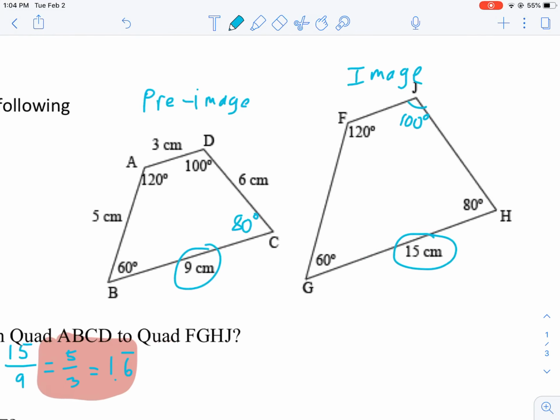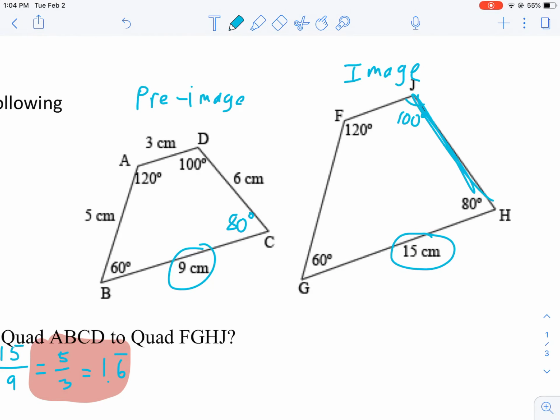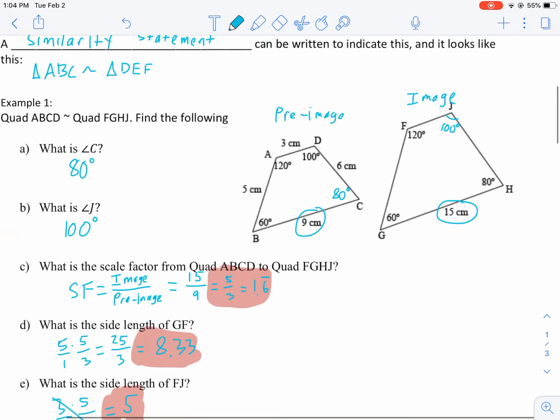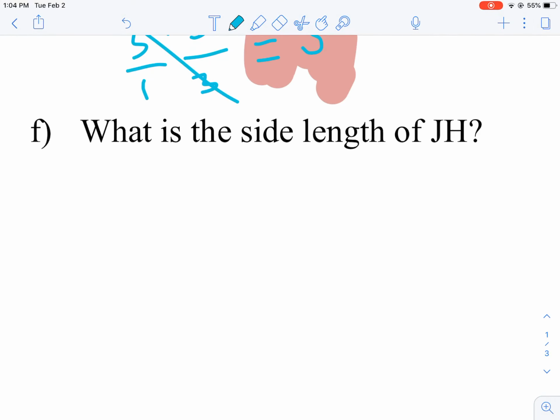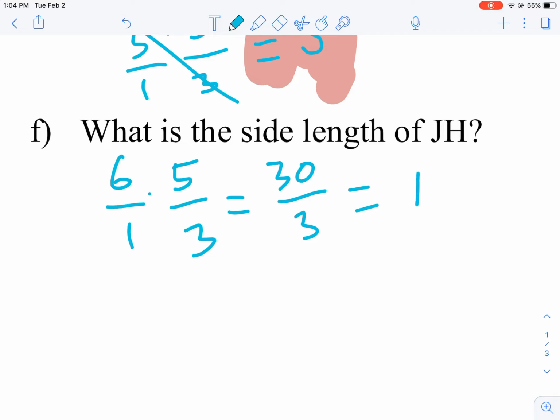Lastly, we need to do JH. JH is on the right, so that matches up with 6, okay? So we need to do 6 times 5/3. Again, you can use your calculator, but we can also just multiply straight across here. 6 times 5 is 30. 1 times 3 is 3. 30 divided by 3 is 10. So we know that JH is going to be 10.